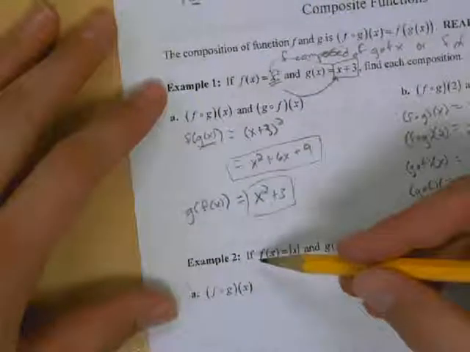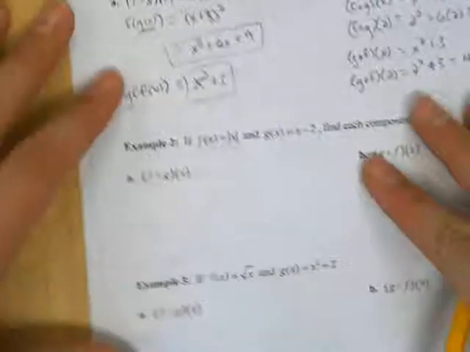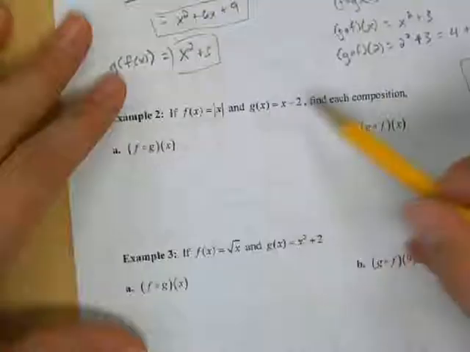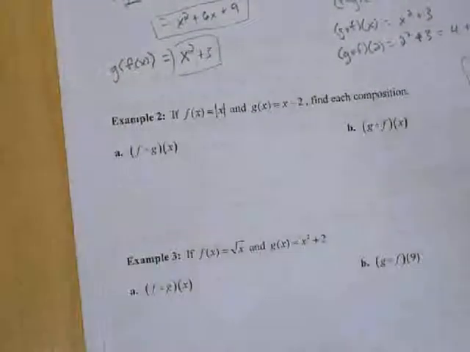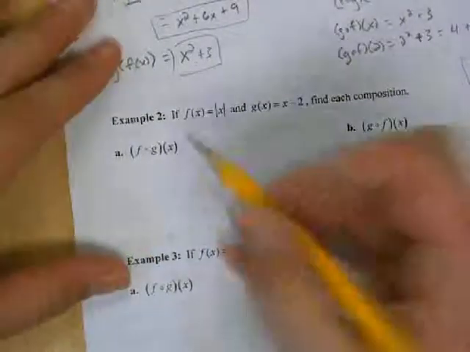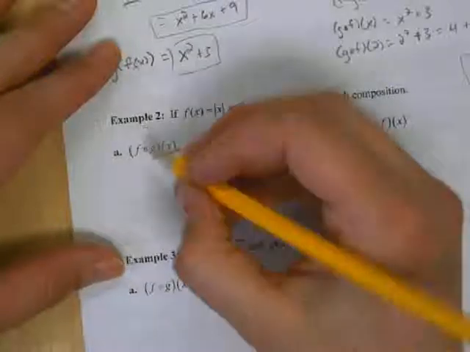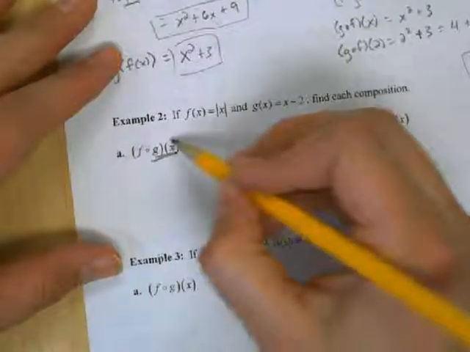Alright, so looking at example 2, f of x is equal to the absolute value of x, and g of x is equal to x minus 2. Find each composition. So f composed of g of x. The big part is knowing which one goes inside, which one am I substituting into the other. It's always right to left. This is what we mean by reading inside out. So the x goes into g, g of x goes into f.